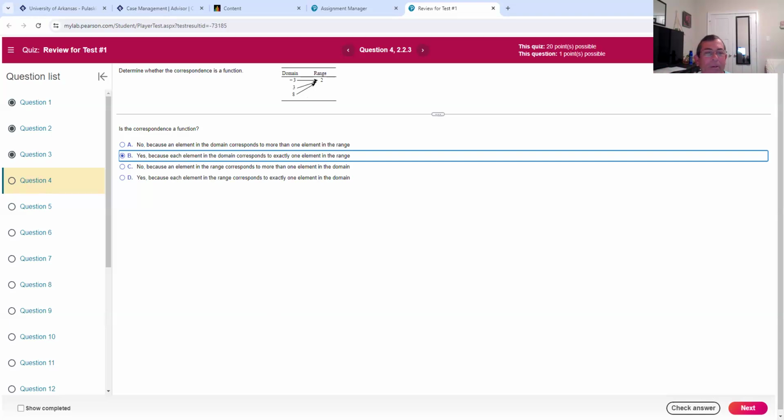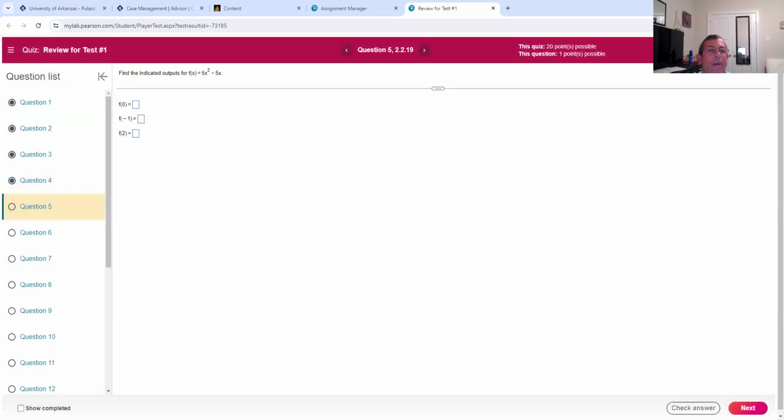All right, so you hit next. Let me write this one down real quick. They're giving us f of x equals 5x squared minus 5x. They want me to find f of 0, f of -1, and f of 2. I'm just going to write it down because I know what they're asking.